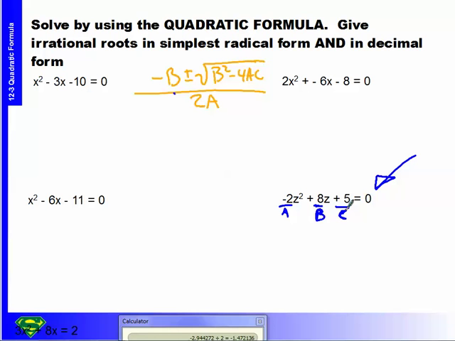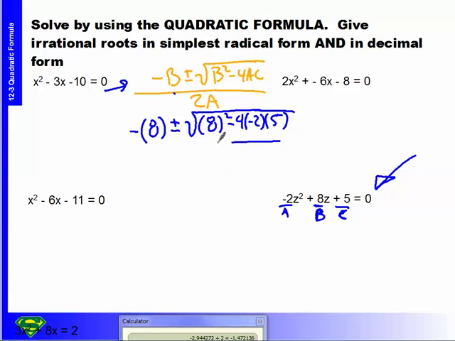So let's plug those values into the quadratic formula, which we have written here. Please check out an earlier video to listen to me sing it. So we end up with -8 plus or minus the square root of 8 squared minus 4 times my a value times my c value, all over 2a.